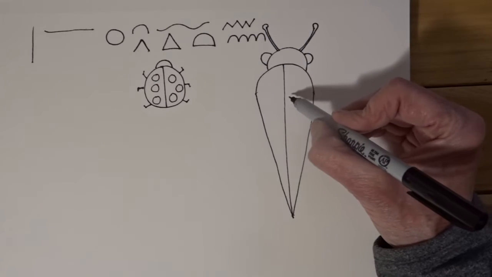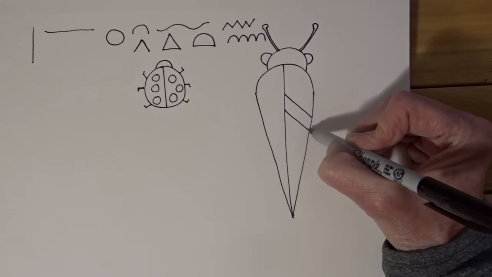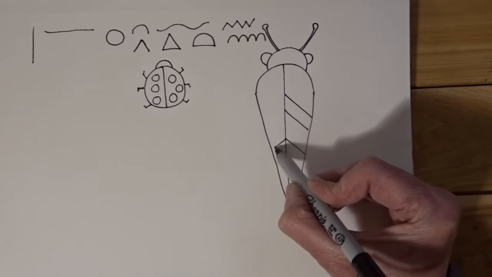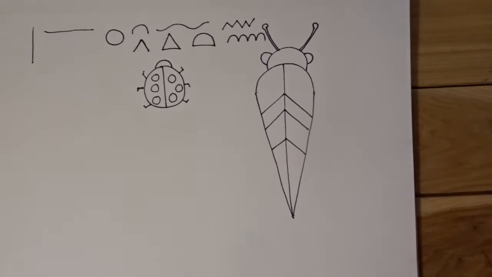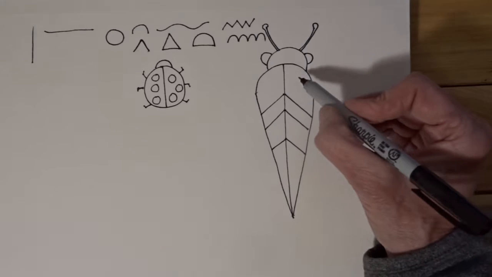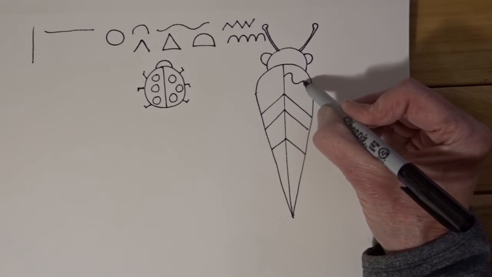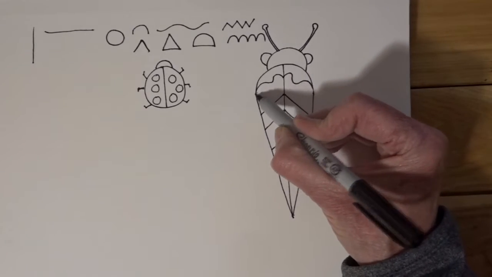So a lot of times bugs have patterns on them. Sometimes they have stripes. That's kind of cool. So I'm going to do the same thing over here. Stripes and make it meet. What do you think? Let's go with a wavy line here. What do you think? And a wavy line here.